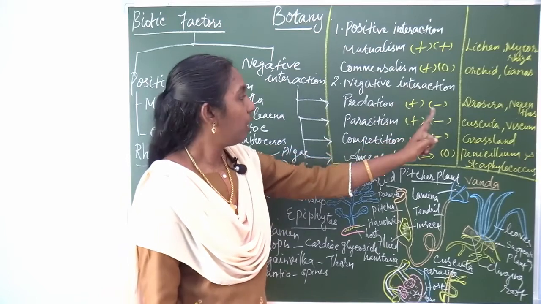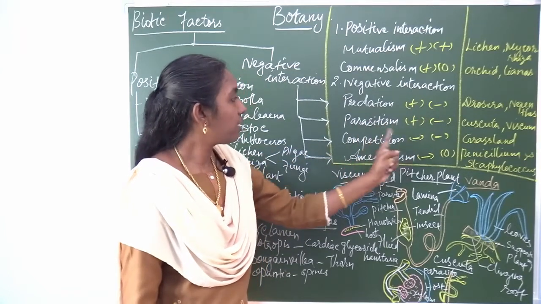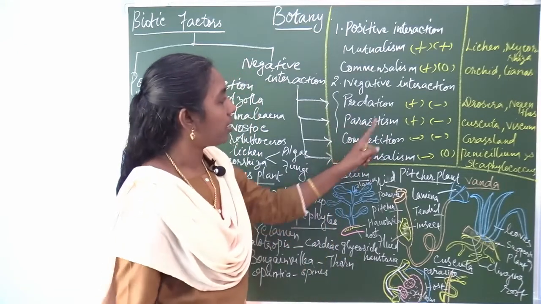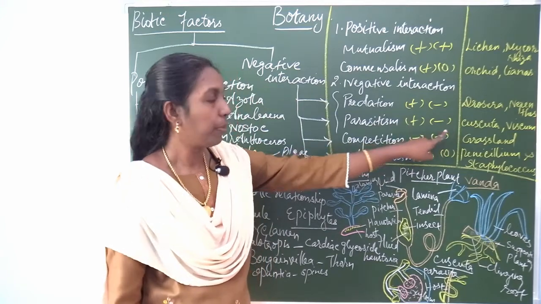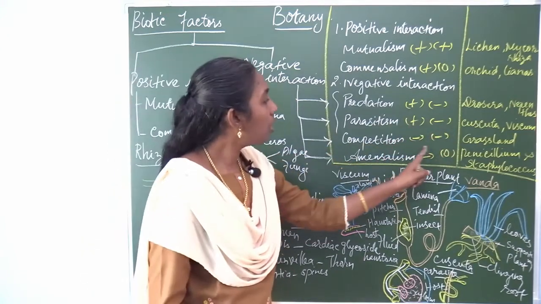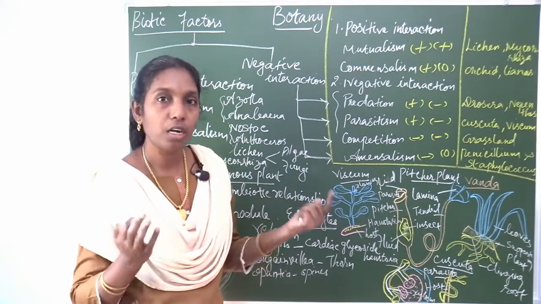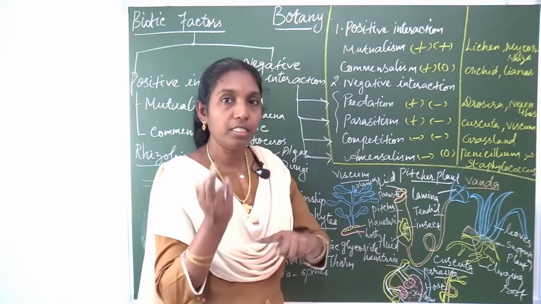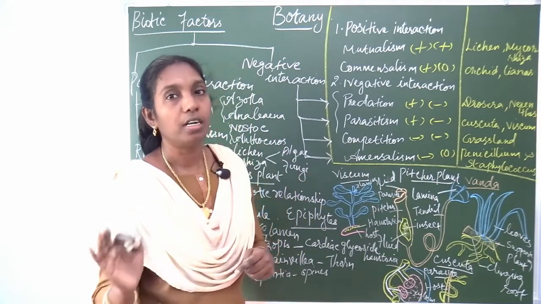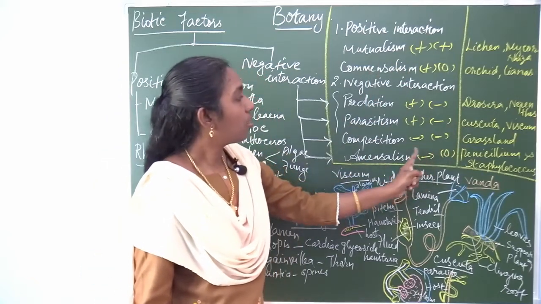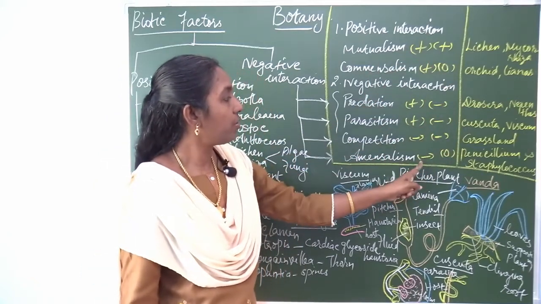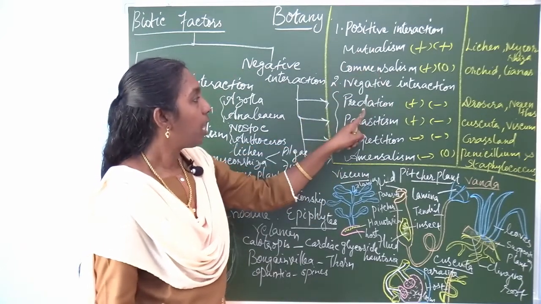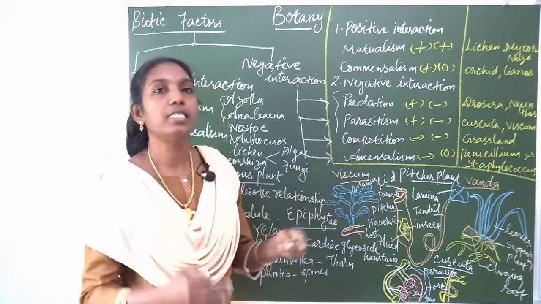One gets harmed in parasitism and predation. In predation and parasitism, one is benefited and the other is harmed. But in competition, both are harmed; both the species are affected. And in amensalism, one is harmed and the other is neither benefited nor harmed. So these are the definitions. When you learn these symbols, positive and negative, you should also learn the definitions of these terms: what is mutualism, what is commensalism, what is predation, parasitism, competition and amensalism.